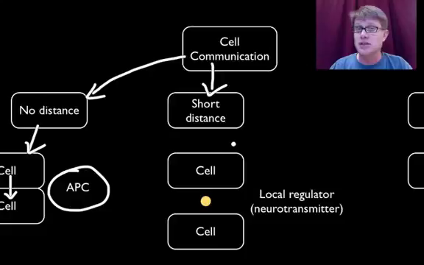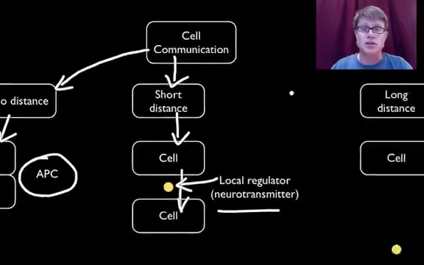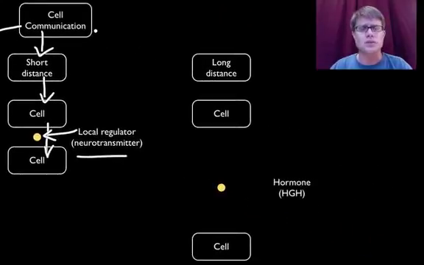The next one I'll talk about is local regulators. If it's a short distance and I want to make sure that it goes to one other cell, cell to cell, I could use something called a local regulator. The example I'll talk about is when you have a neuron connected to another neuron through a synapse, you can send a neurotransmitter to make sure that message gets across. Again, it's going just from one cell to another.